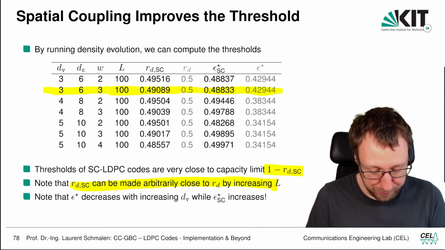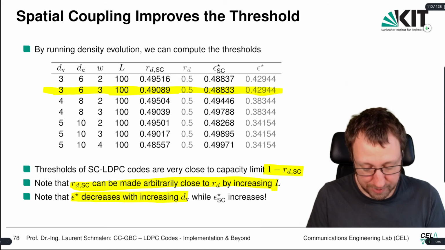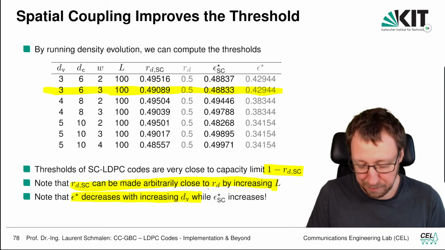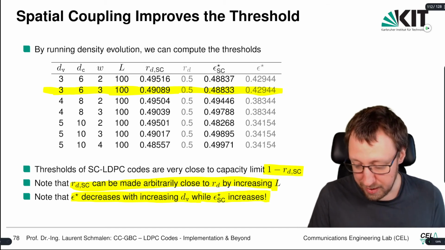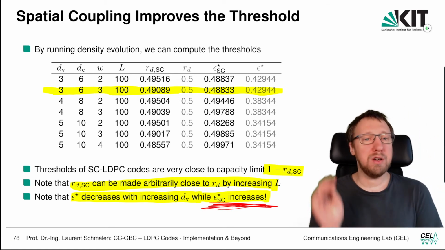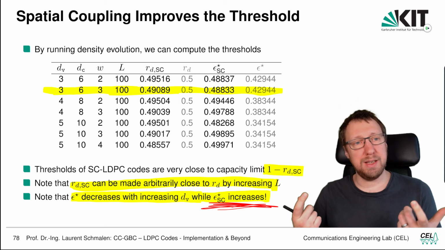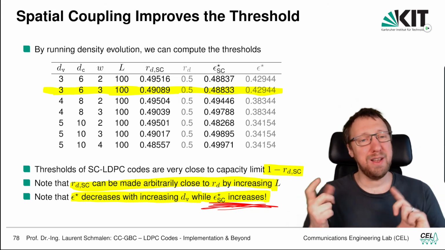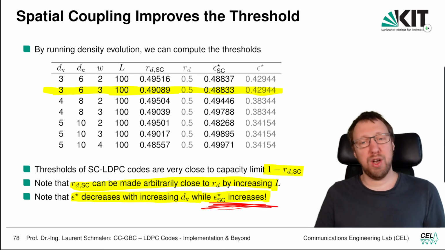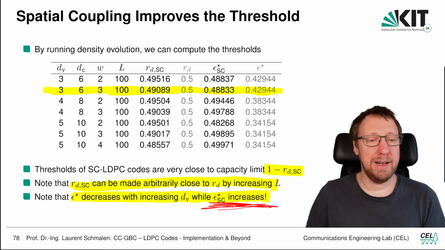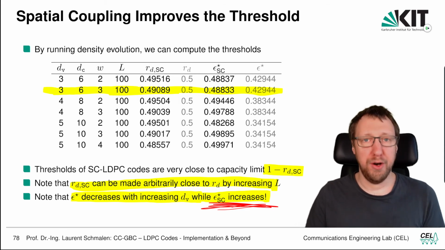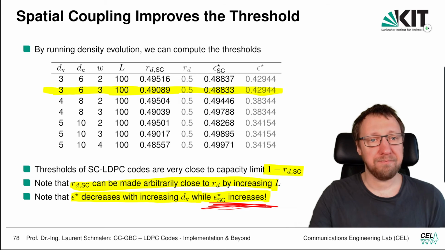So interestingly, this epsilon star decreases with increasing dV, which we have seen before, but epsilon star of the spatially coupled code actually increases. So this is a little bit unexpected, because by spatial coupling we have a completely different behavior in terms of the threshold than we have with the uncoupled code. And this was a little bit unexpected, and this drove people into looking further into spatially coupled LDPC codes.